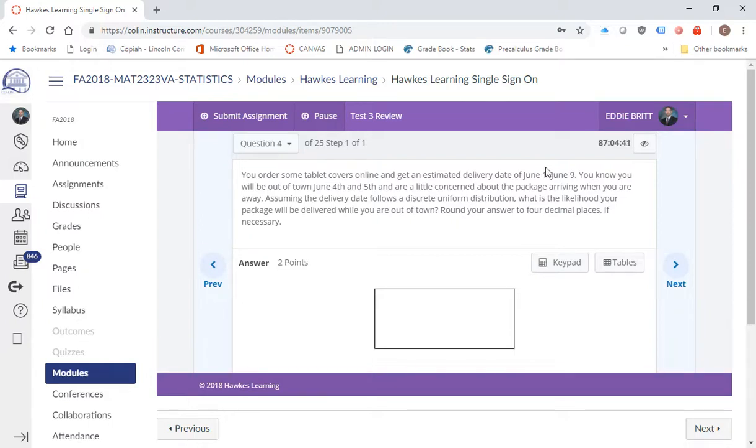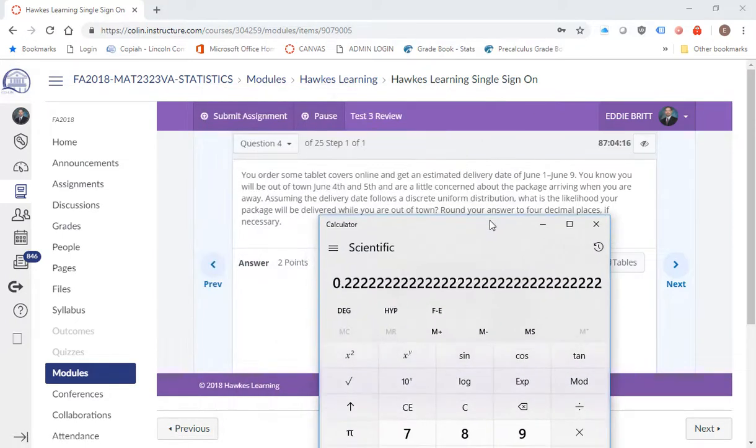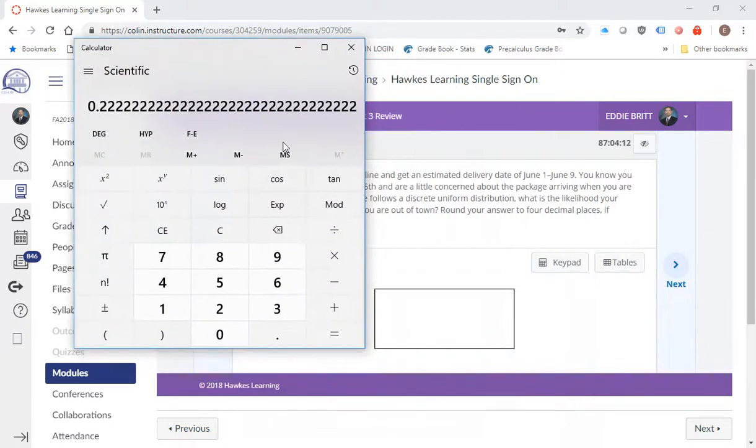Alright, so between June 1st and June 9th, that's 9 days, right? If you're going to be out of town 2 of those days, then 2 out of 9 is going to be the probability that it will be delivered while you're out of town. So we say 2 divided by 9. Alright, and it says again round to 4 decimal places. So that's just going to be 0.2222.